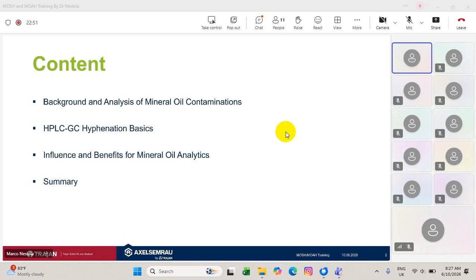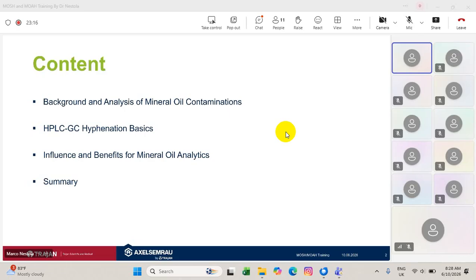But what this presentation is about, it's not so many pages, but I think it's one of the most important presentations for the beginning because it contains the theoretical background, not only for MOSH, but also for the LCGC hyphenation. So the technique we are using for MOSH, also why we are using it and why we cannot do it in another way.